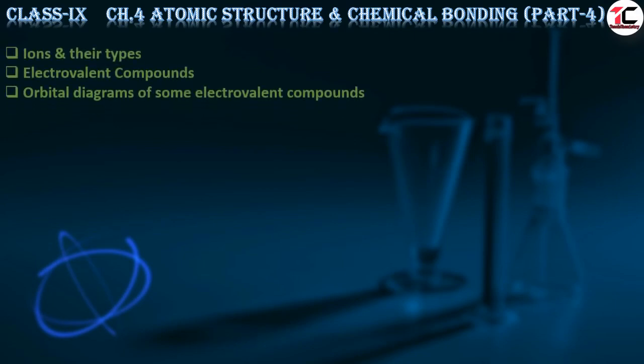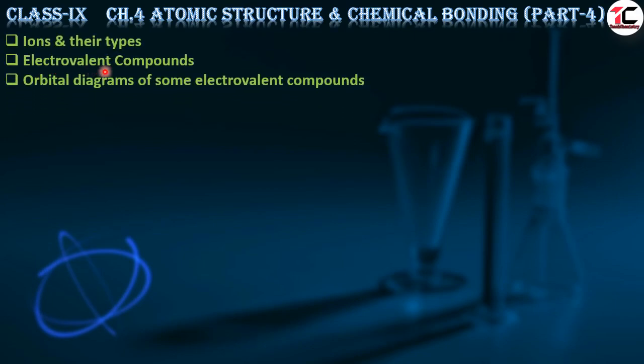Today I am going to explain to you about ions and their types, electrovalent compounds, and we will see the orbital diagrams of some electrovalent compounds. We know atoms want to be stable, so they have to complete their octet or duplet. In order to complete their octet or duplet, atoms have to lose, gain or share electrons.